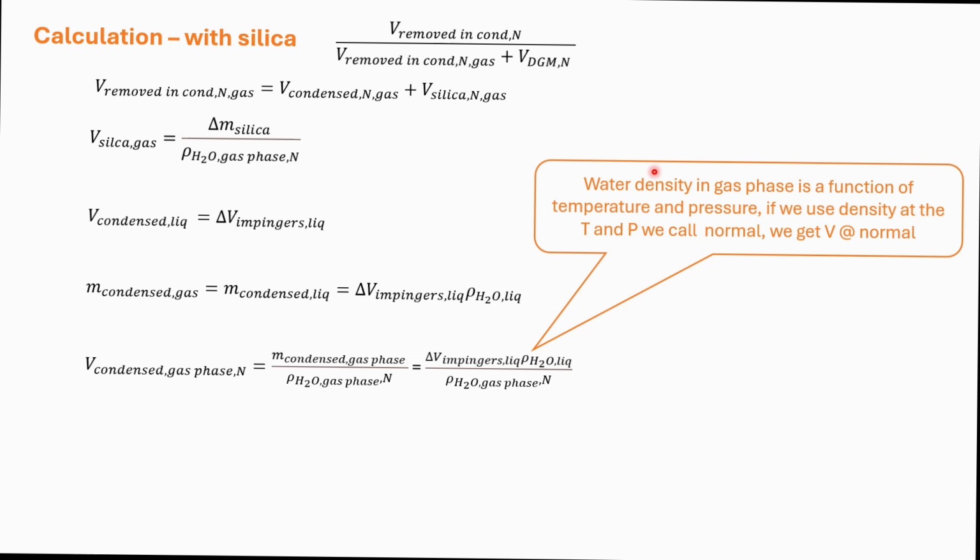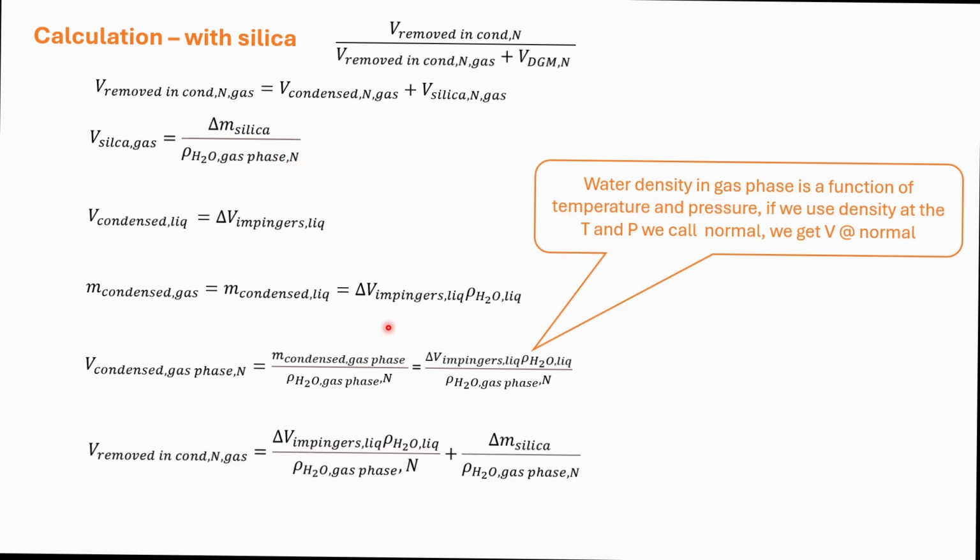Now we have the mass of our water in the condensed phase. We want the volume of that water in the gas phase. To convert that mass into a gas, you divide by the density of the water in the gas phase, again at the normal conditions we want to work with. And that will give you the volume of water. Just a note here that the water density in the gas phase is a function of temperature and pressure. We've also used it up here. And finally, the total water volume you removed is the sum of the two terms. It's this term over here, the volume removed in the condenser, plus the volume removed in our silica gel. You can just add it all together.